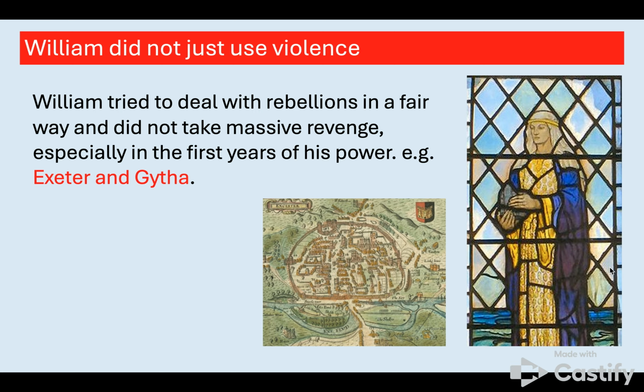Because remember, William goes up there 4 times. So some people would argue that maybe the first few times when he's not been too violent shows that William did have other strategies, did try other things, that violence was only used in extreme circumstances.